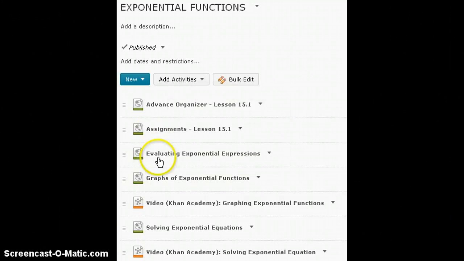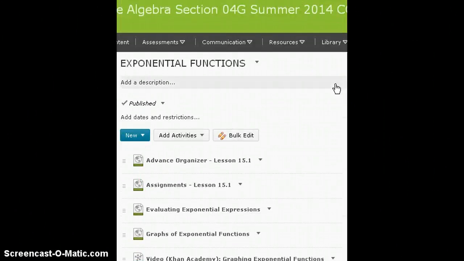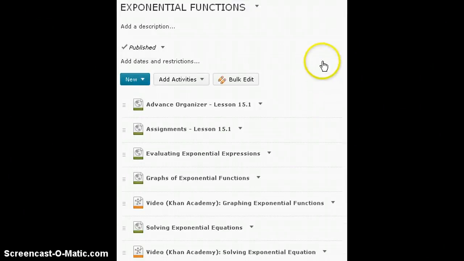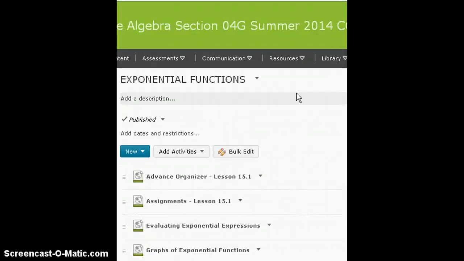Okay, if you look at your task list for the first section, exponential functions. Now, if I scroll up a little bit, or well, maybe I should just put that down there, okay? Exponential functions. This is for lesson 15.1.